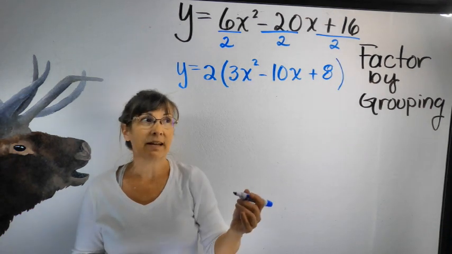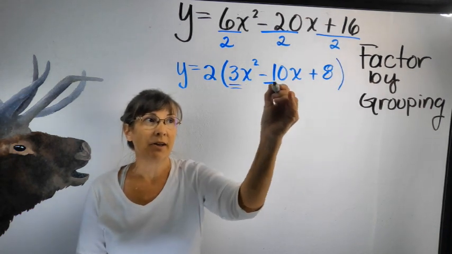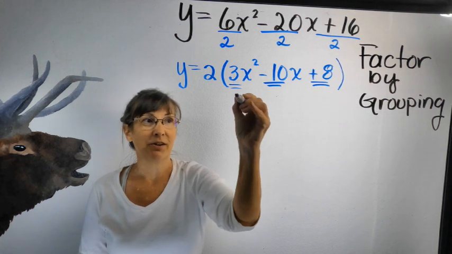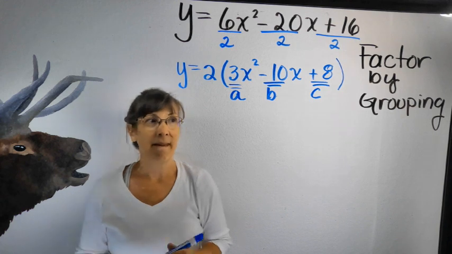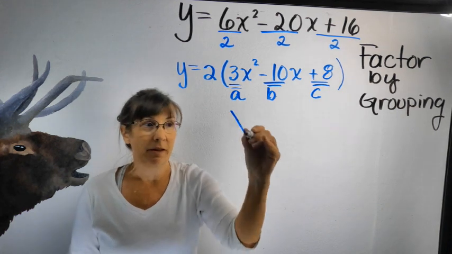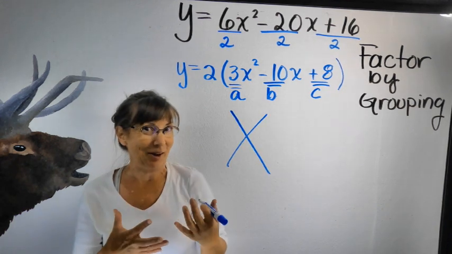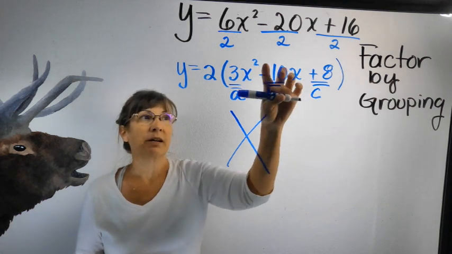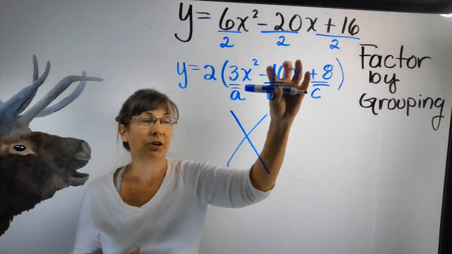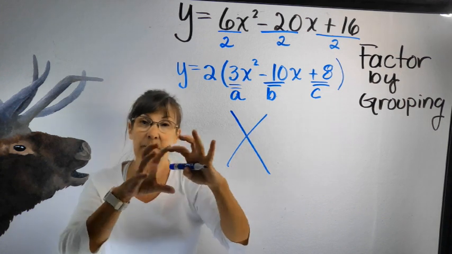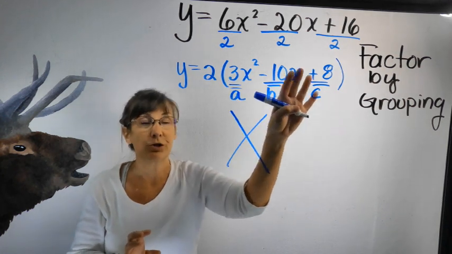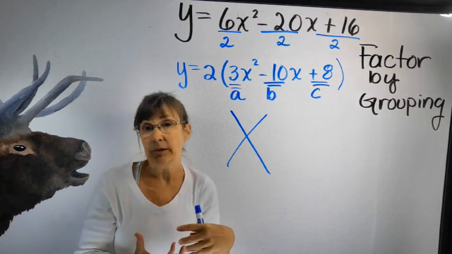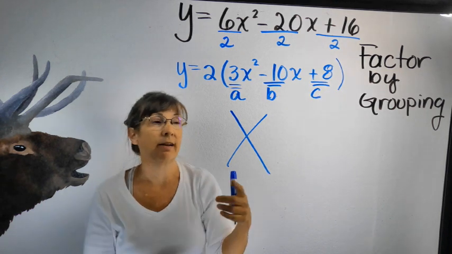Next up, I want to take a look at my A value, B value, and C value. I'm going to use the X method to organize my thoughts. The idea with grouping is that we're going to take this B, this center -10x, and write it as two different terms so that I can get 4 terms written up here. That will allow me to do grouping, and you'll see that in a second.